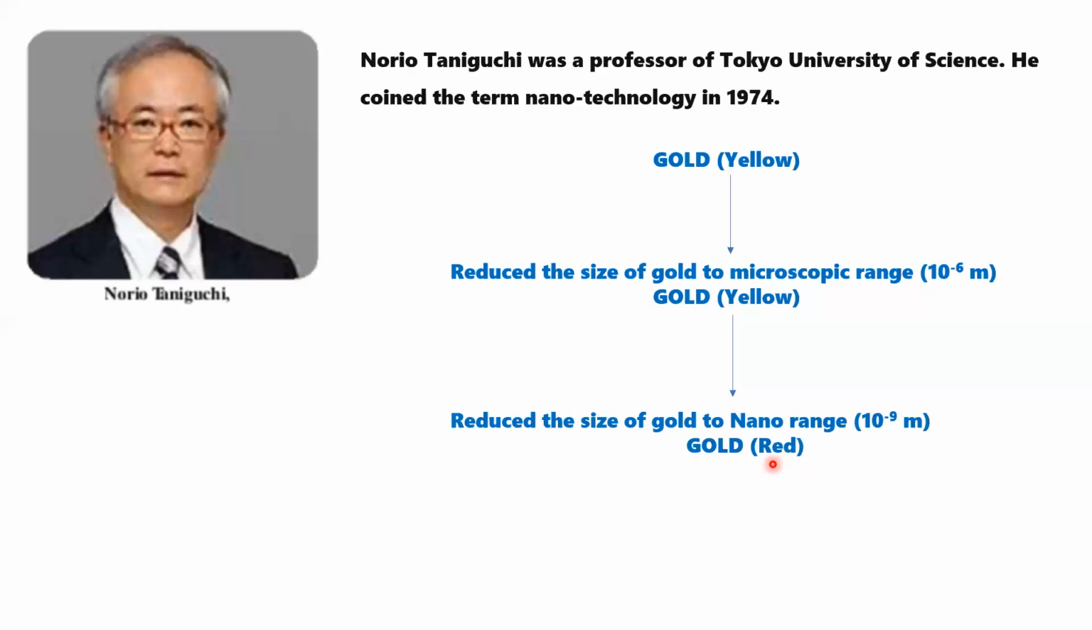Keeping all these observations in mind, he believed that there is a technology behind this color change from yellow to red, which became the preamble for nanotechnology. This color change grabbed the attention of scientists towards the nano range, that is 10 to the power of minus 9 meters.